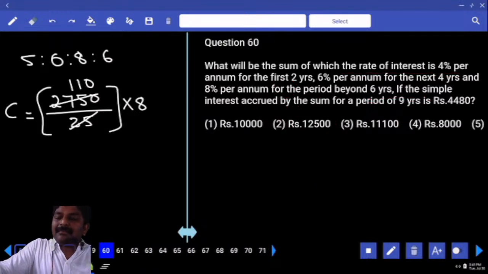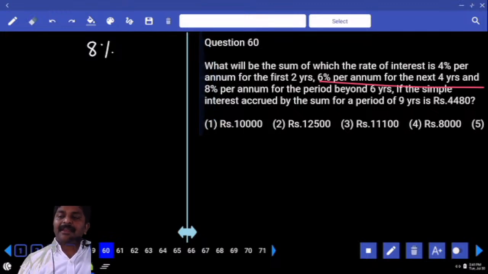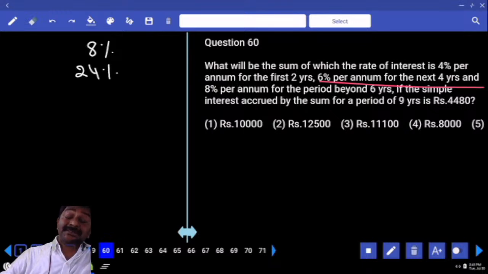What will be the sum, if the rate of interest is 4% per annum for the first 2 years? How much interest do we get? 8%. For how many years? 6% per annum for the next 4 years. How much interest do we get? 24. This 24% is for how many years?